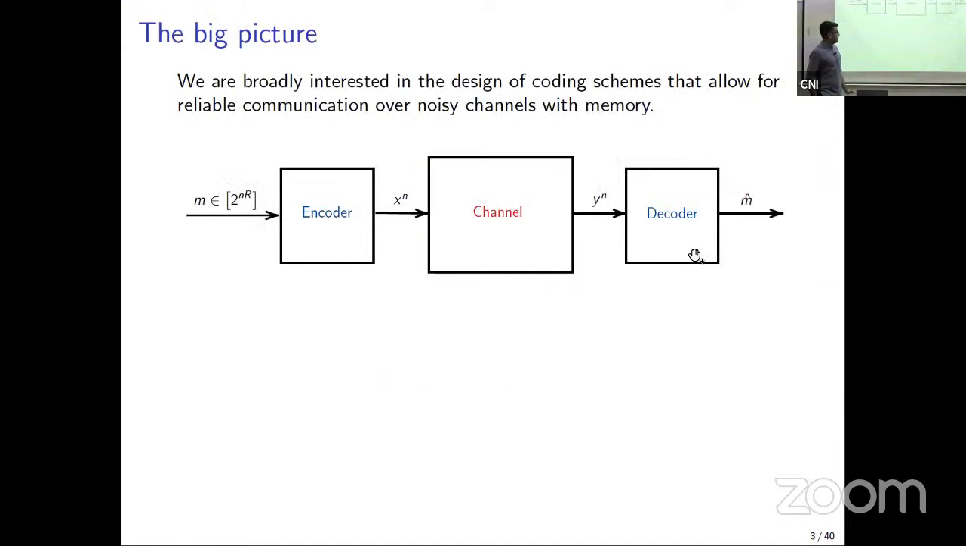So we are broadly interested in the design of coding schemes over certain channels that look like this. We have a message that is required to be sent, chosen from a certain message set. An encoder encodes this message into a binary input sequence X^n, and this input sequence is sent over a channel. We get an output sequence Y^n, which is then decoded by the decoder to get some estimate of the original message. So this is the recurring broad channel model that will be used throughout.